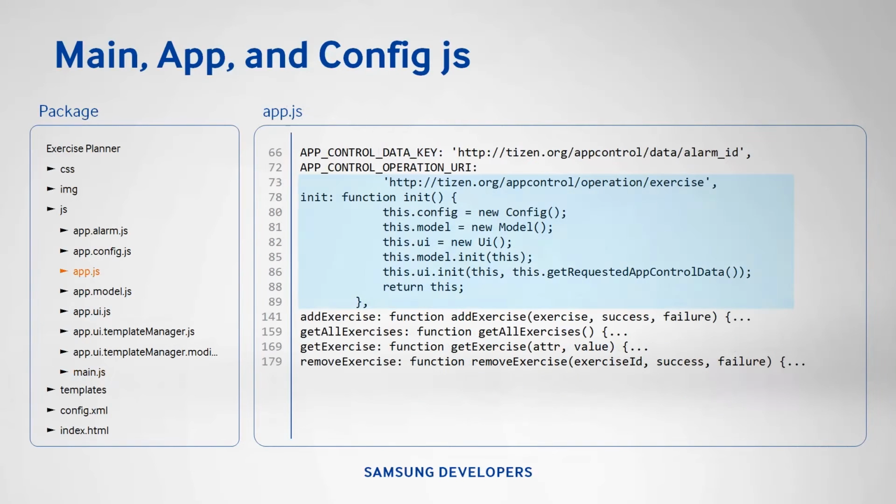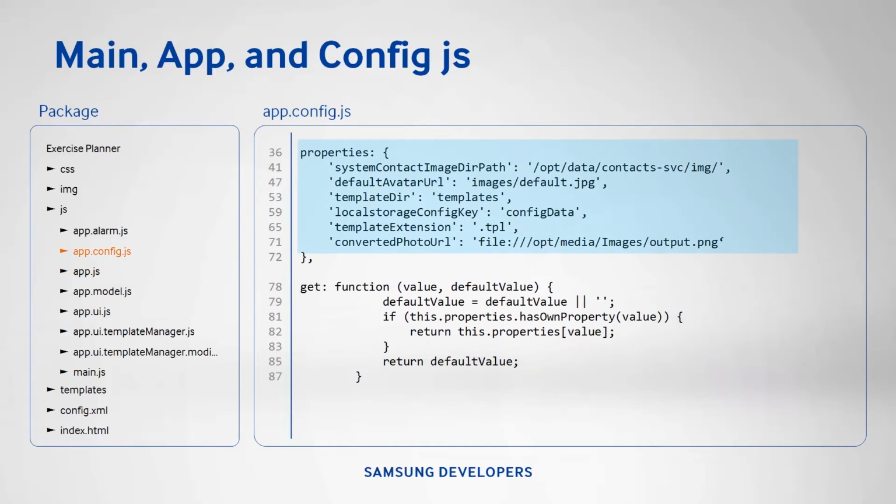Inside app.js, there's an initializing function that creates new objects for the config, model, and UI. There are also functions that call the model's exercise-specific functions such as add exercise, get all exercises, get exercise, and remove exercise. Config.js simply defines the properties that our app needs from time to time. This includes the image paths and file locations. The only function here is get, which returns the default value given the key.